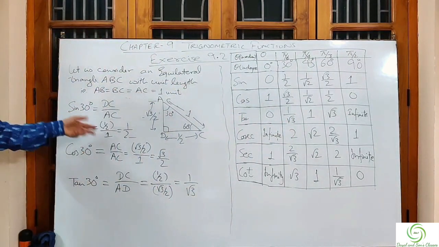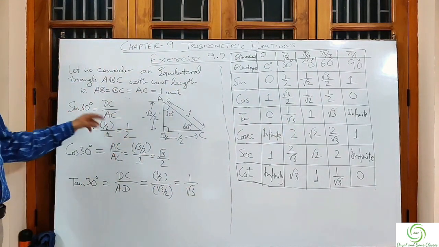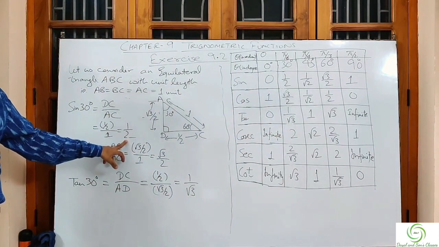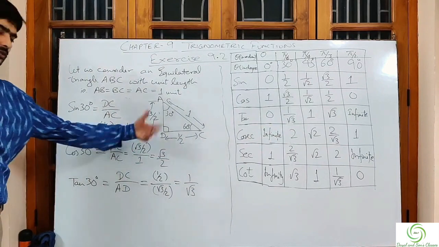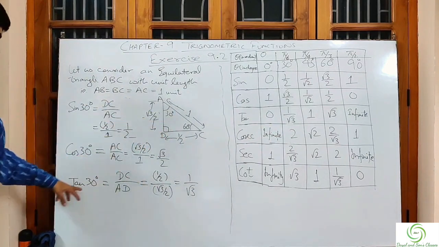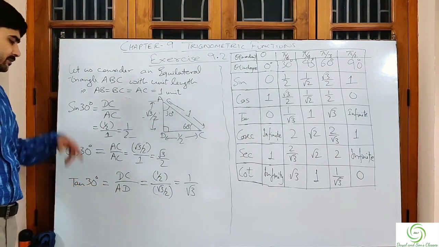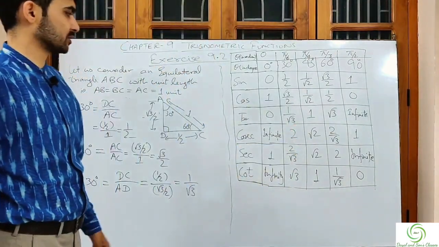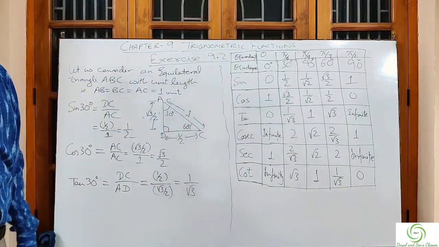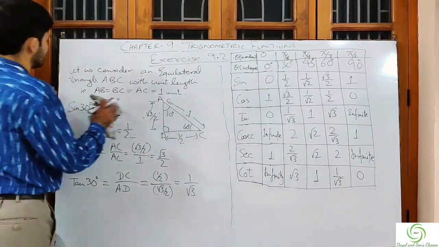Now cosec will be the inverse of the sine value. Sine 30 is 1 by 2, so 1 upon sine 30 will be 2. Similarly, 1 upon cos will be equal to 2 by root 3. And similarly cot 30 will be equal to 1 upon tan 30, which means root 3. That's what we have here, values. Alright, now let us find out the values for 60 degree.